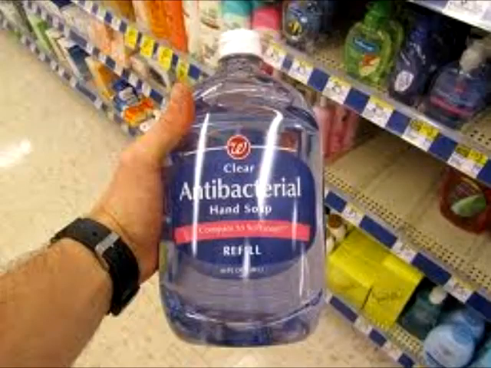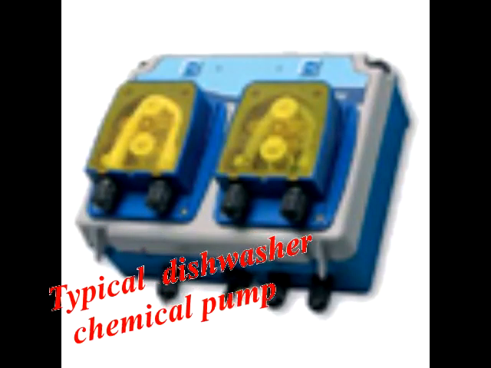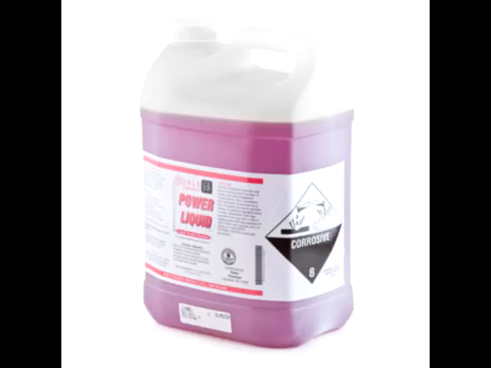Some simple examples of these are hand wash soap, which is a detergent, bacterial hand wash soap, which is a sanitizer, and floor cleaner, which is a degreasant, but sometimes they add also a disinfectant to it. Dishwasher washing up liquid is essentially a detergent when it's working with hot water to sanitize, or the chemical is a sanitizer if it's working with cold water.